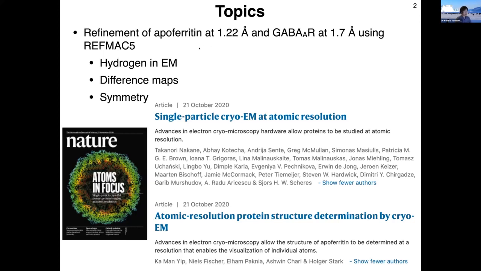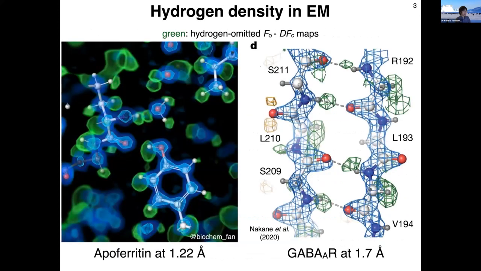So today I'd like to talk about high resolution features in EM and some new developments in the refinement. The most exciting feature is hydrogen density. In apoferritin's 1.22 angstrom map, we could see hydrogen of water molecules. And even at 1.7 angstrom resolution map for the GABAA receptor, we observed some hydrogen density.